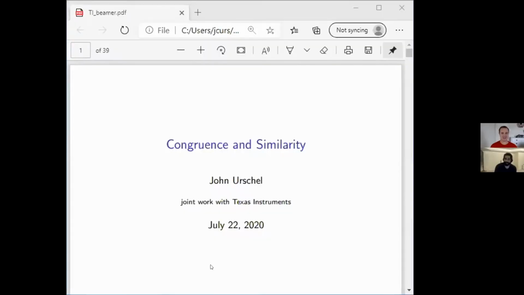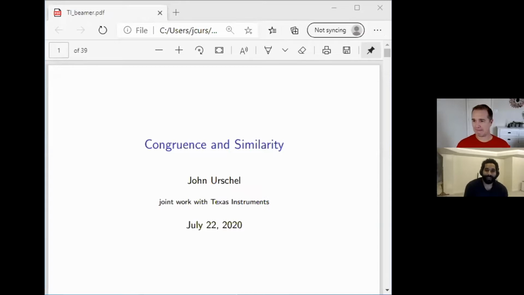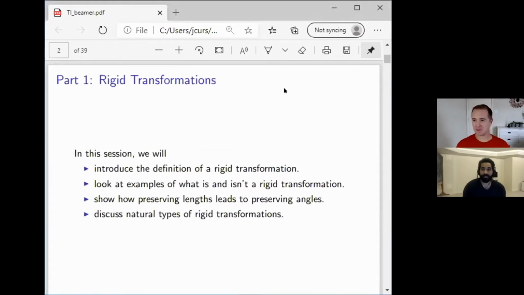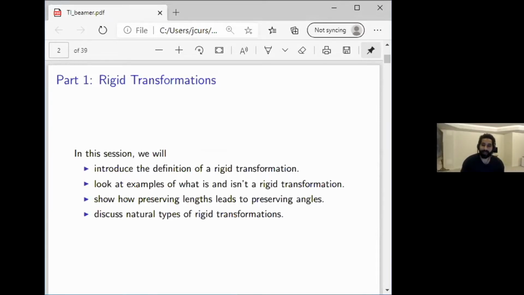Yeah. And let me start by sharing my screen. So the topic of these five sessions is going to be congruence and similarity. And to start, we're going to look at the concept of a rigid transformation. This is at first a seemingly abstract idea, but we're going to look at the definition of a rigid transformation, go through a lot of examples so it becomes more and more intuitive, and then start to talk about different types of rigid transformations and properties that they have. So far, so good? Awesome. Okay, let's keep going.